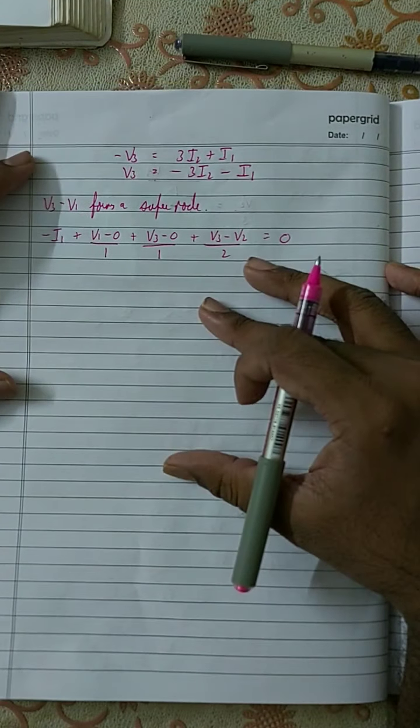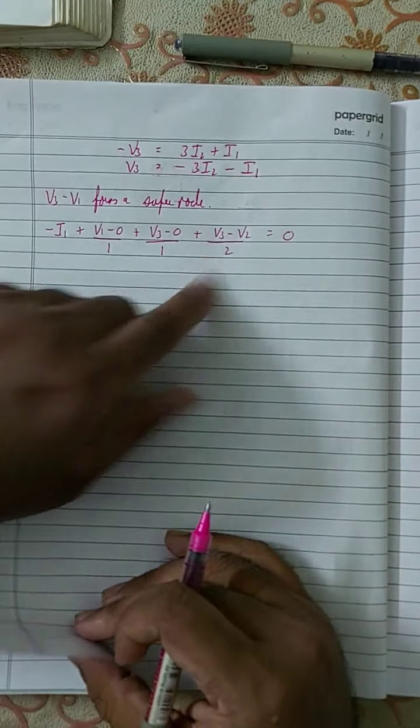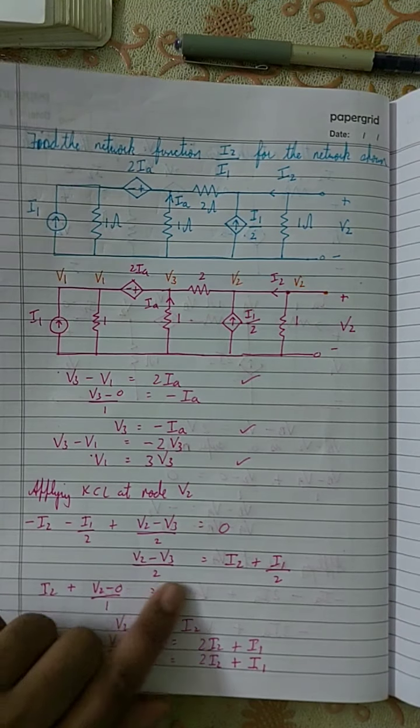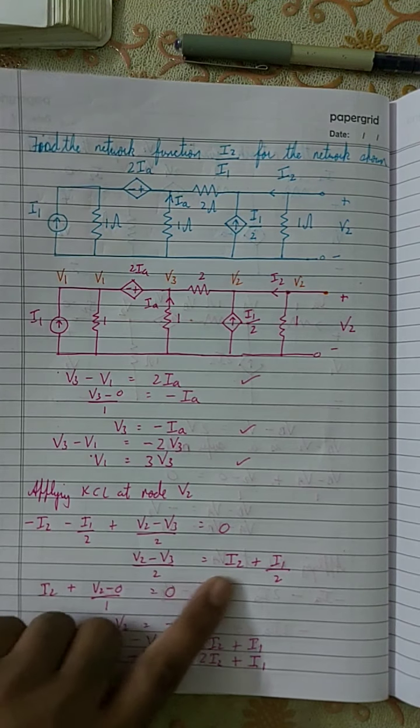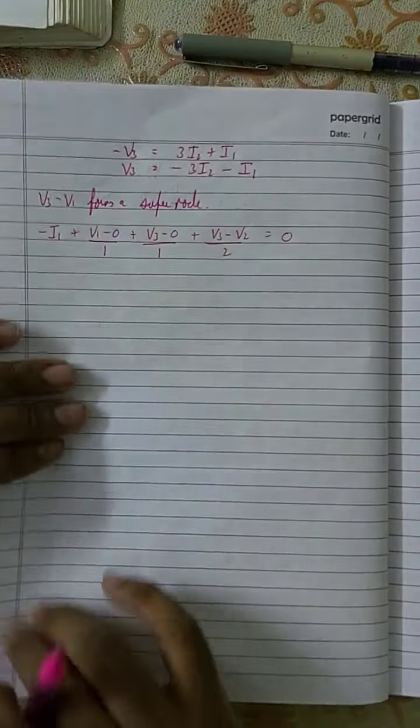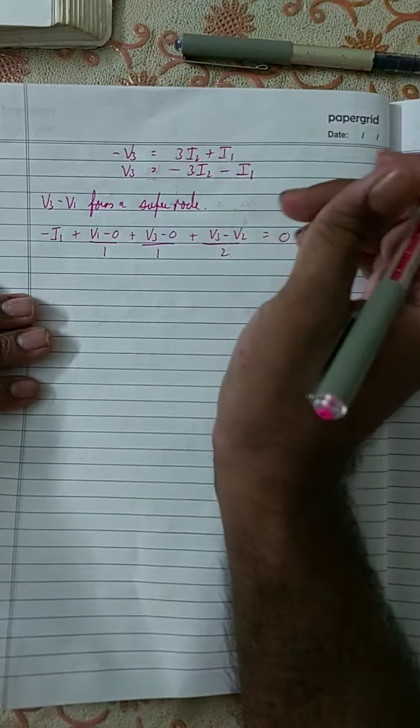So now what I am going to do is I'm going to play magic. Here you can see (V3 minus V2)/2, right? This is already given over here. What is (V2 minus V3)/2? It is I2. That's what I'm saying. So group substitution. That's why the circuit becomes more simple.